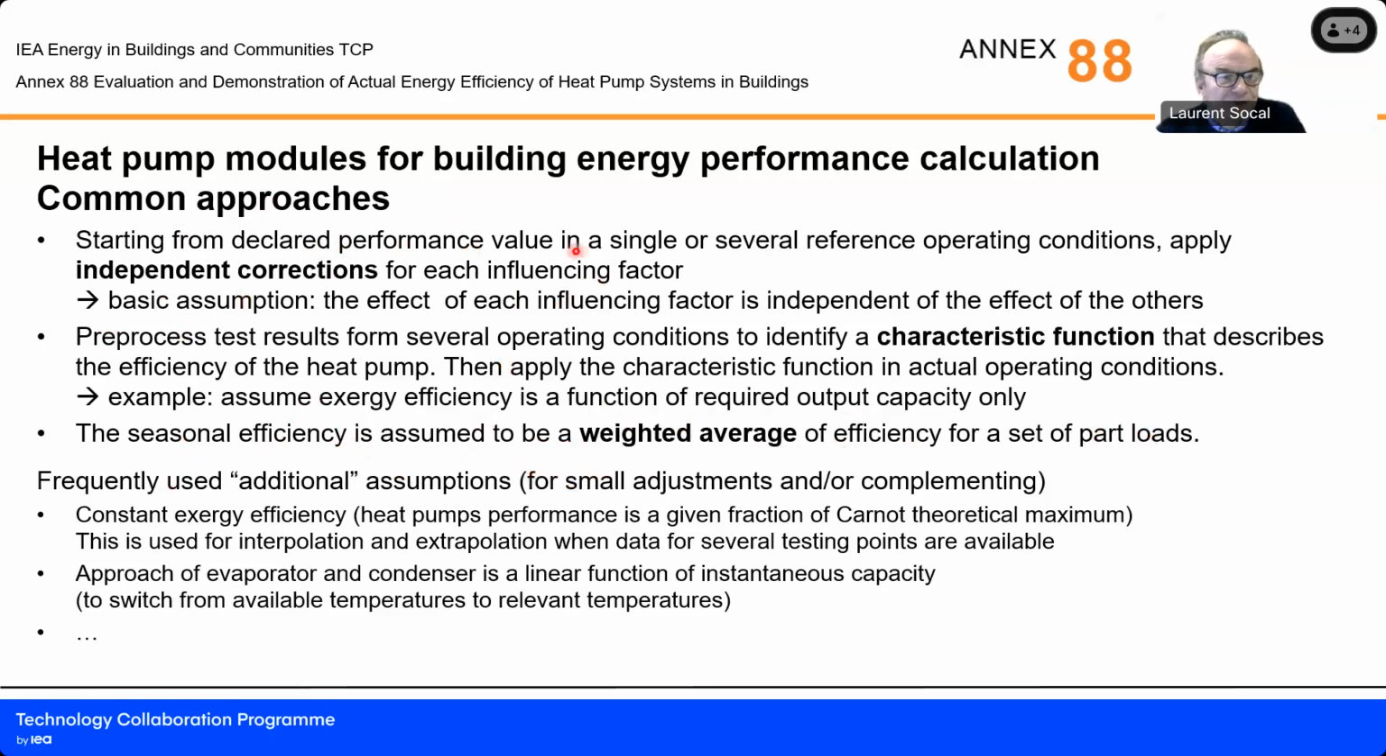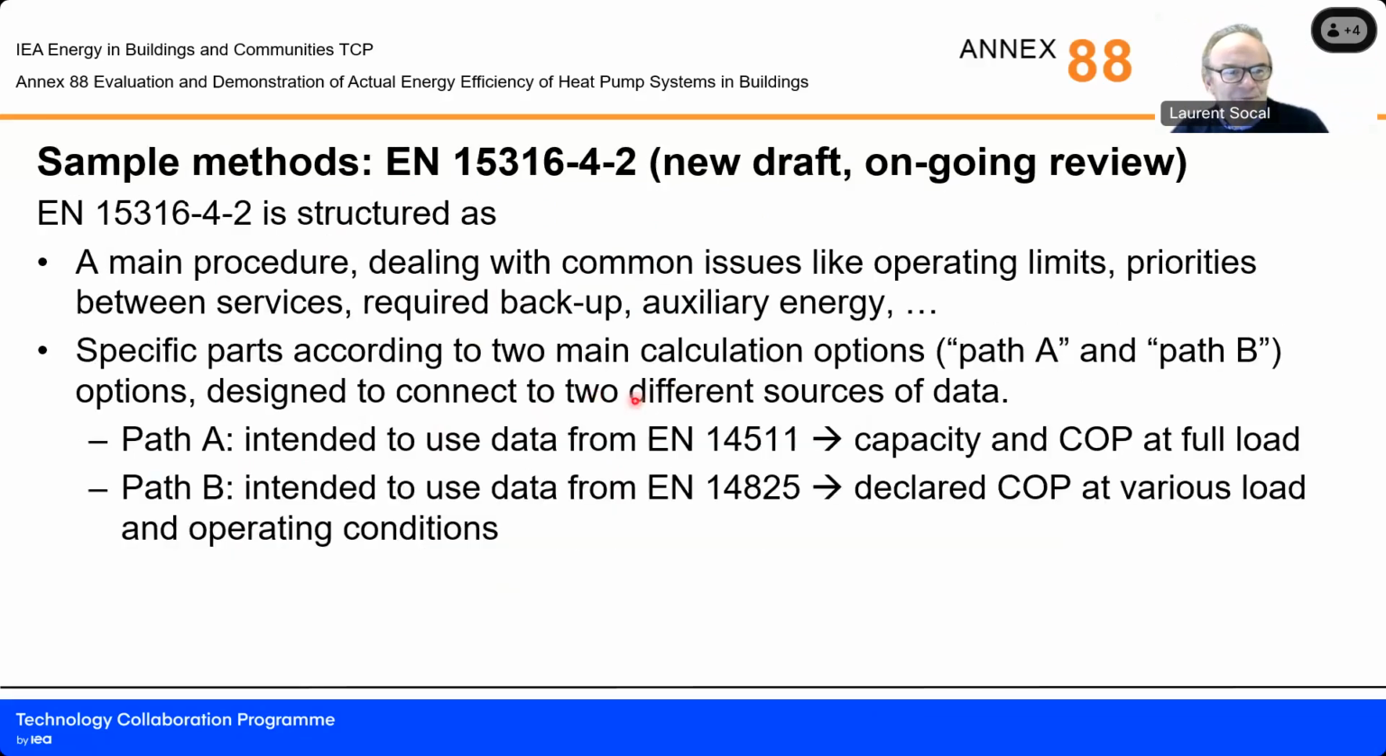So these are just to try to see which are the most common types of calculation methods. And frequently you use additional assumption, for example, constant exergy efficiency. This is very often used for small extrapolation or interpolation. And for example, you can assume that approach of evaporator and condenser, the temperature approach, the temperature difference across an evaporator or condenser is a linear function of instantaneous capacity, for example, to switch from the available temperature to relevant temperatures. These were the common approaches, and I will try to illustrate very briefly with some examples.